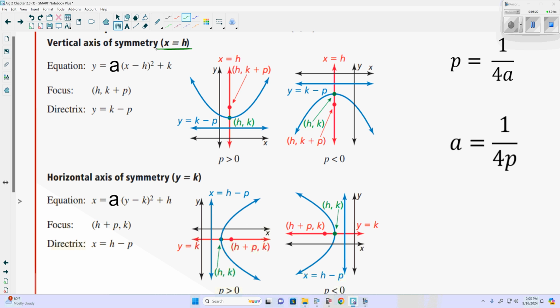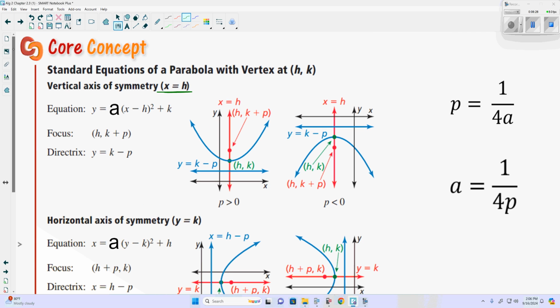Because we do have this written here. One thing you'll definitely need to add is p is equal to 1 over 4a, a is equal to 1 over 4p. Now we've had that equation, the focus and directrix are new. The point for the focus is always going to be inside the parabola, and the directrix is the line underneath it. The directrix and the axis of symmetry are always perpendicular to each other.